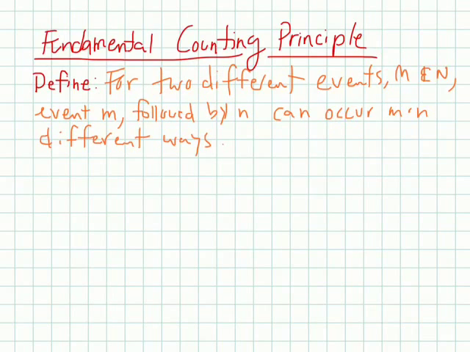Let's look at this one more time. Okay, so if we have two different events, M and N, two separate events, to figure out event M followed by N, they could occur M times N different ways. So let me just make an example here. Let me use a different color.